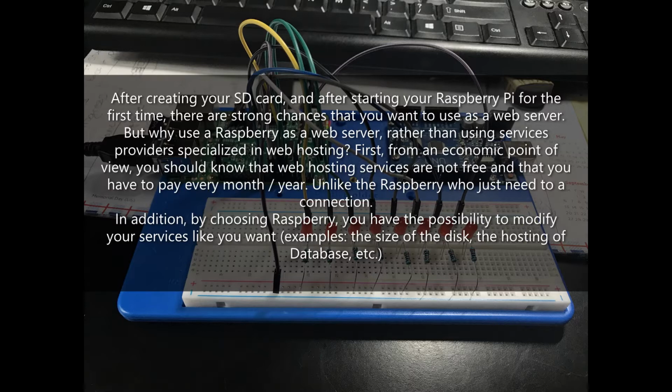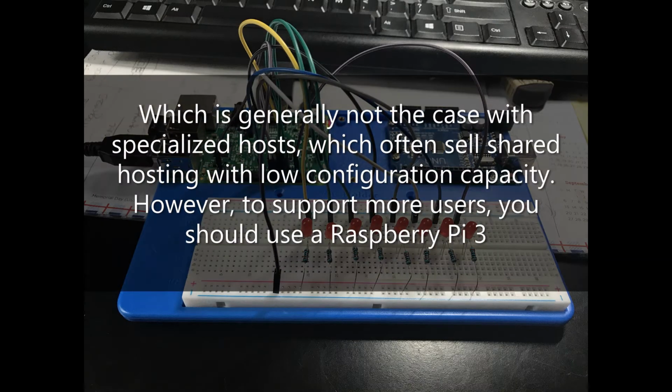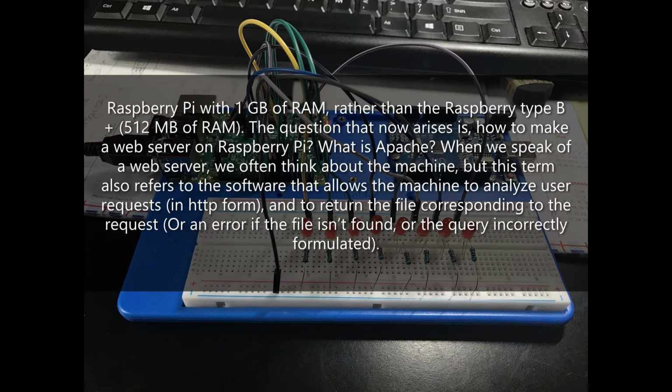First, from an economic point of view, you should know that web hosting services are not free, and that you have to pay every month or year, unlike the Raspberry Pi, which just needs a connection. In addition, by choosing a Raspberry Pi, you have the possibility to modify your services like you want. Examples: the size of the disk, the hosting of the databases, etc., which is generally not the case with specialized hosts, which often sell shared hosting with low configuration capacity. However, to support more users, you should use a Raspberry Pi 3, the Raspberry Pi with 1 GB of RAM, rather than the Raspberry Pi Type B+, which has 512 MB of RAM. The question that now arises is how to make a web server on the Raspberry Pi.